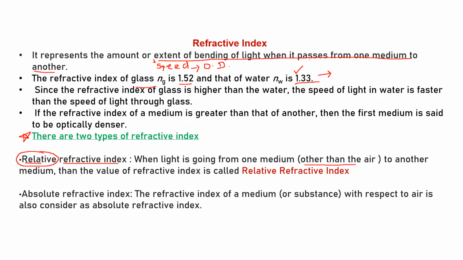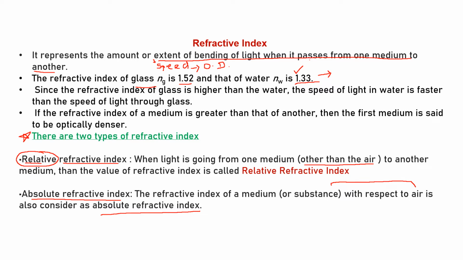Now why did I say other than air here? Because if I include air, it will be absolute refractive index, right? So the refractive index of a medium or a substance with respect to air is considered as absolute refractive index. That is why I haven't taken air in relative refractive index.